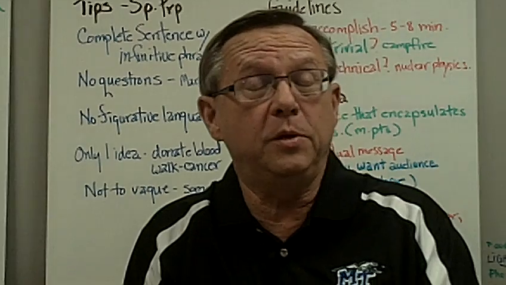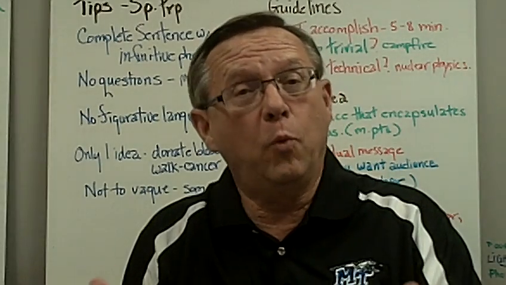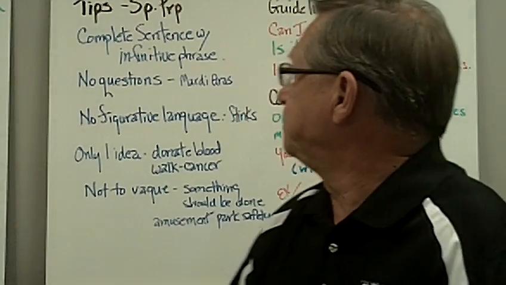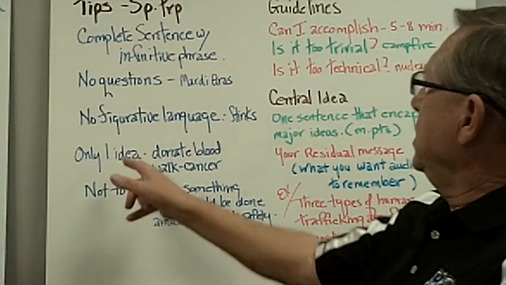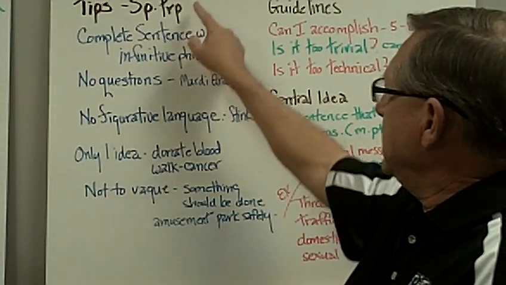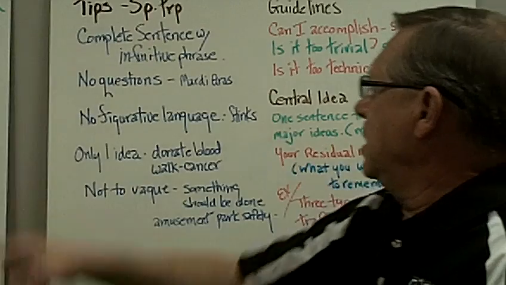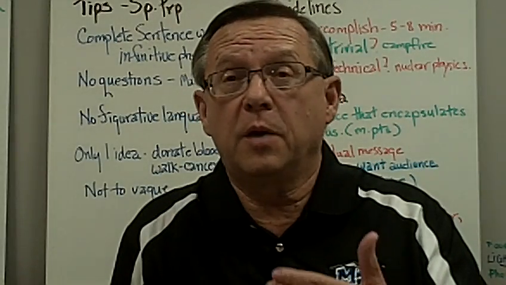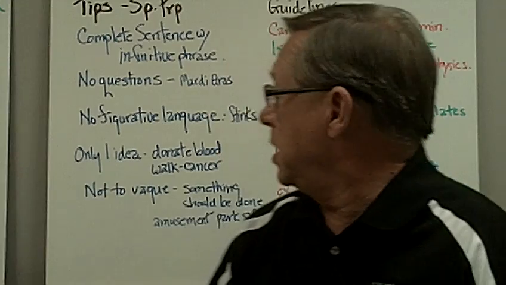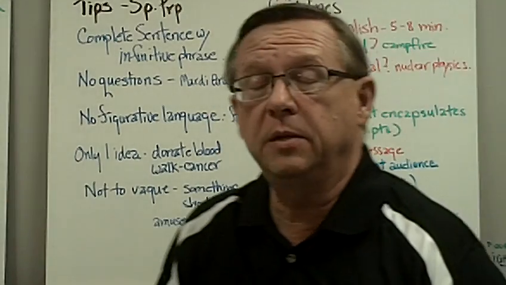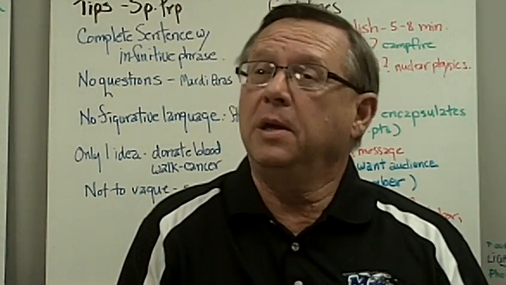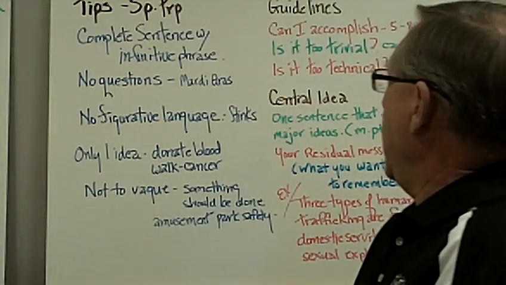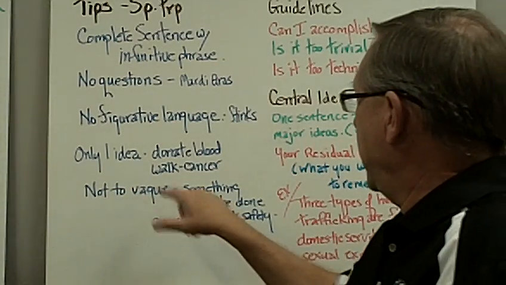It's better: The purpose of my speech is to inform my audience about ways to solve the problem of parking at MTSU. And you need to have only one idea in the specific purpose. "The purpose of my speech is to inform my audience about ways to donate blood and how to participate in the Walk for Cancer." That's two topics. You need to break those topics up. And it shouldn't be too vague.